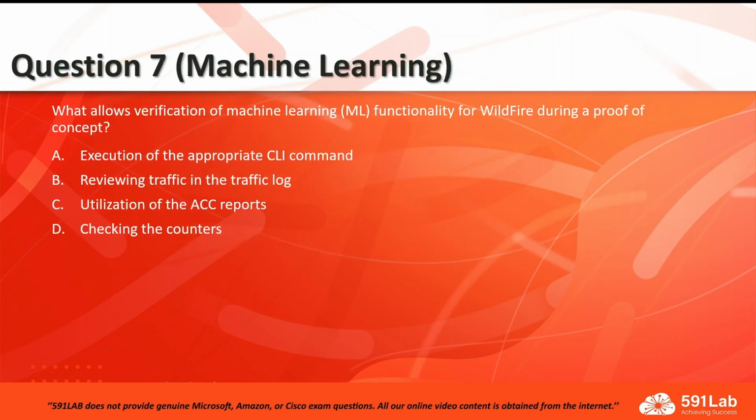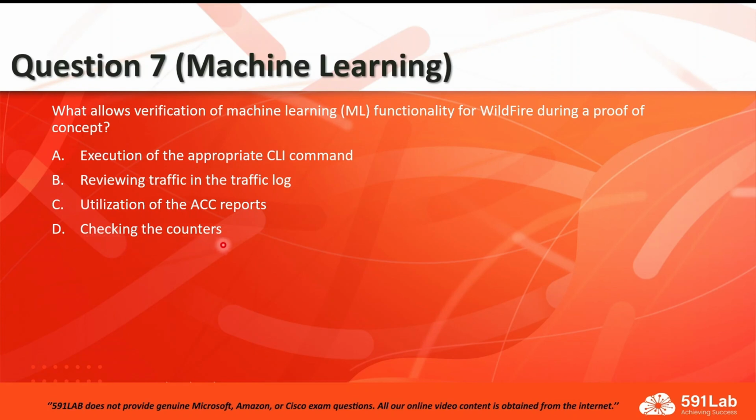Let's go to question number 7. This question will be about the Palo Alto Network's machine learning capability. The question is as follows. What allows verification of machine learning or ML functionality for WildFire during a proof of concept? The options are as follows. A. Execution of the appropriate CLI command. Or B. Reviewing traffic in the traffic log. Or C. Utilization of the ACC reports. Or D. By checking the counters.